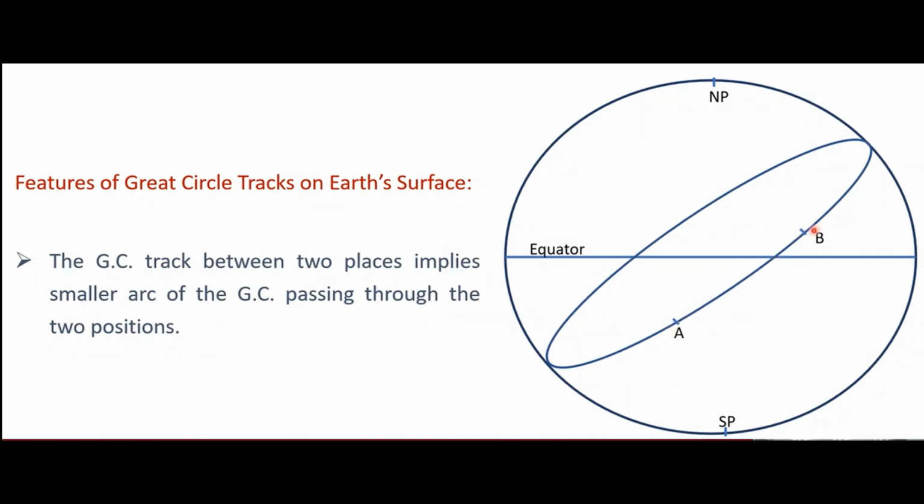So whenever we talk about the great circle track, we shall talk about the smaller arc, which is now being shaded in red. So the GC track between A to B or B to A shall be this arc of the great circle, that is the shorter arc.